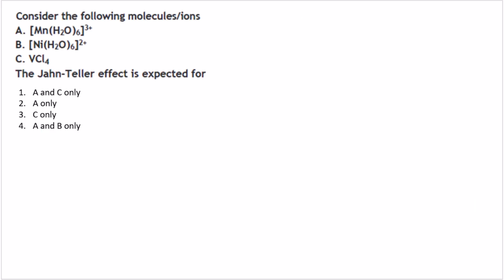Hello everyone. Now we are again here with a problem based on Jahn Teller distortion. The problem says: consider the following molecules or ions: [Mn(H2O)6]3+, [Ni(H2O)6]2+ and VCl4. The Jahn Teller effect is expected for. So we have to check these complexes.